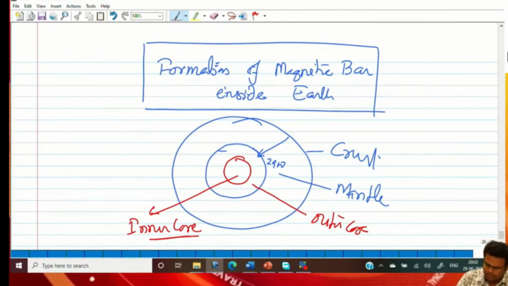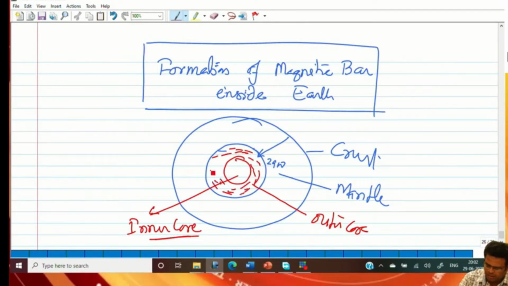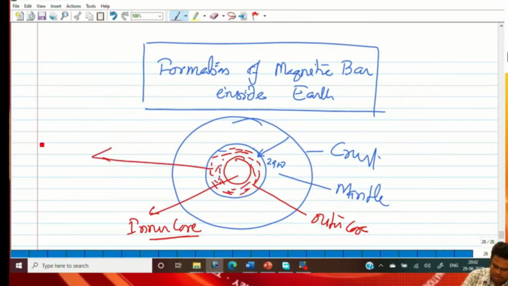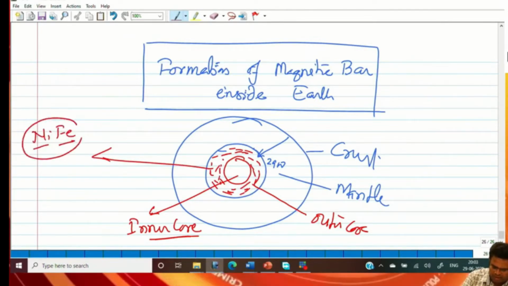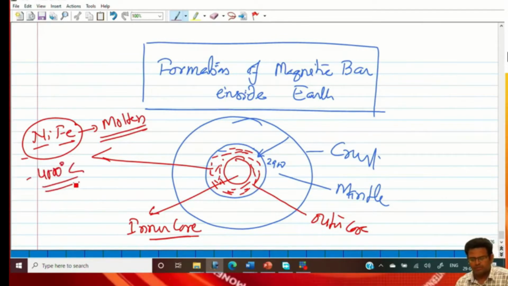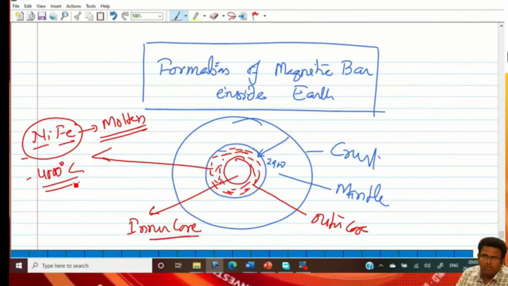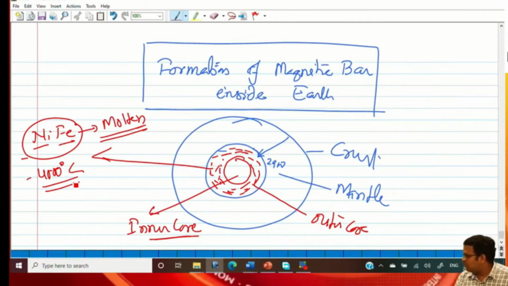You know that this outer core is a liquid, and it is made up of nickel and ferrous, called NiFe, nickel and ferrous, and it is in the liquid molten form, and its temperature is around 4000 degrees Celsius. Clear? The outer core is liquid because it is in molten form, and there is nickel and ferrous.